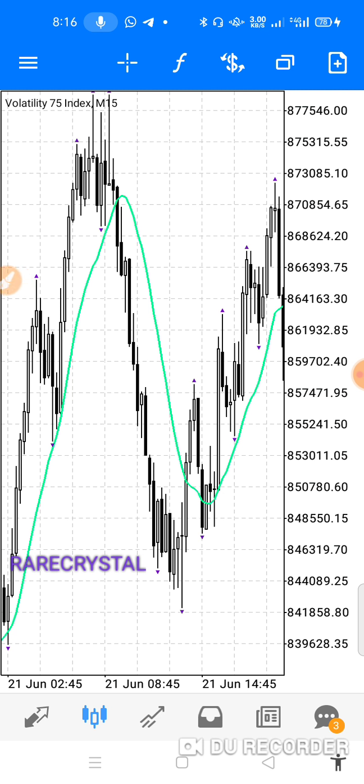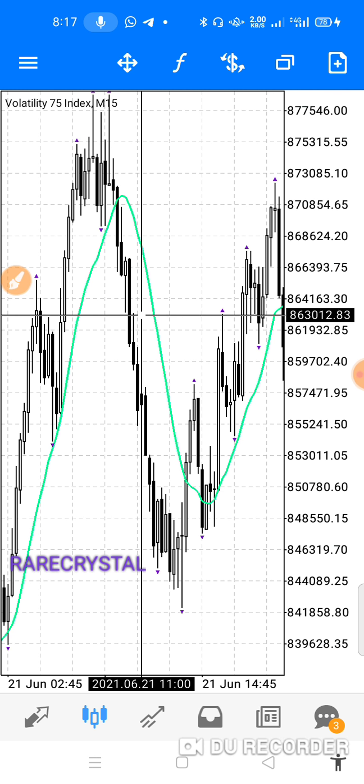Now when it crosses the moving average, like I used to say, don't rush in. Rushing in will actually affect you. So just wait for it to form a lower high. Now after the lower high, you can enter. You still take your 50 pips and 5,000 pips. You still take your 5,000 pips.